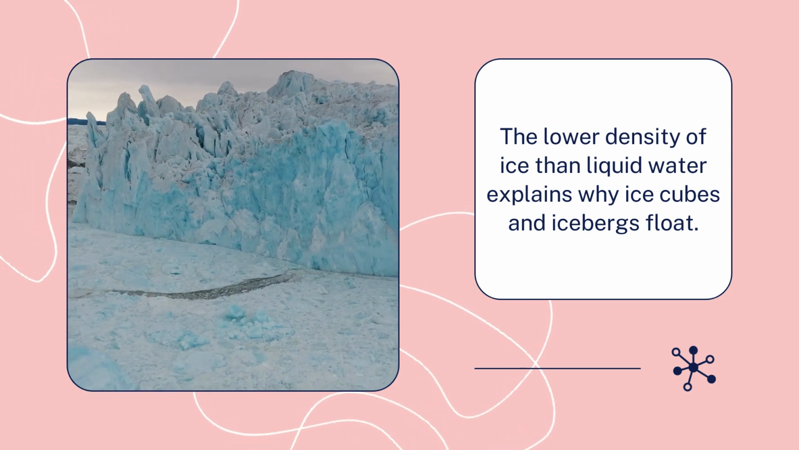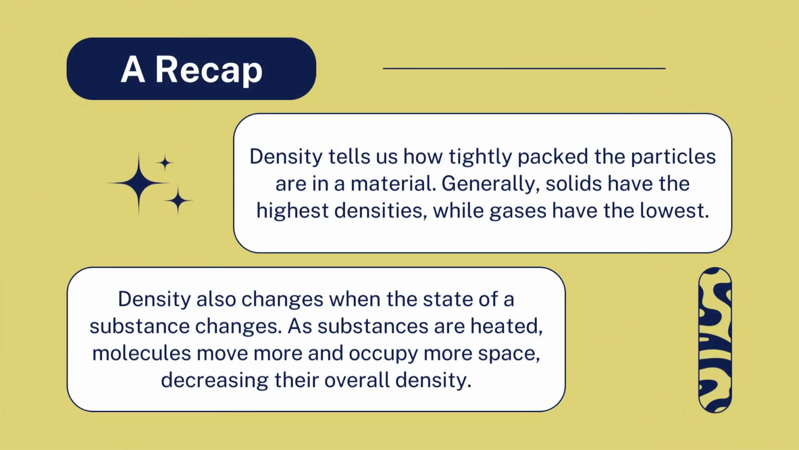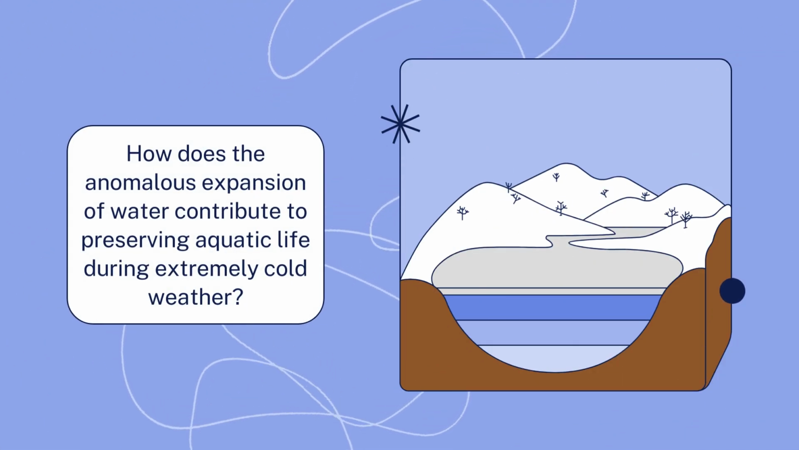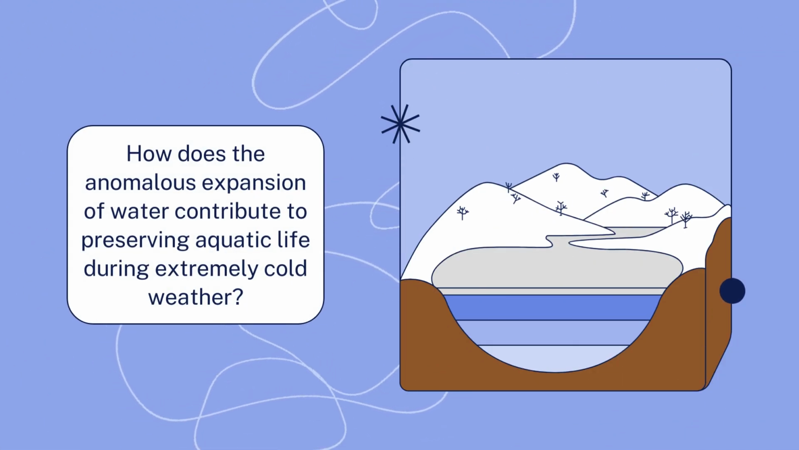A recap: density tells us how tightly packed the particles are in a material. Generally, solids have the highest densities, while gases have the lowest. Density also changes when the state of a substance changes. As substances are heated, molecules move more and occupy more space, decreasing their overall density. Lastly, a question to everyone: how does the anomalous expansion of water contribute to preserving aquatic life during extremely cold weather?